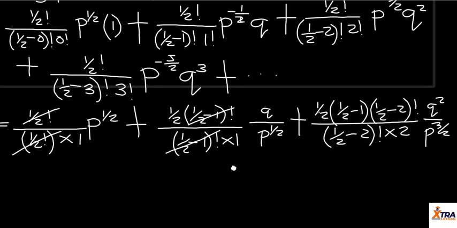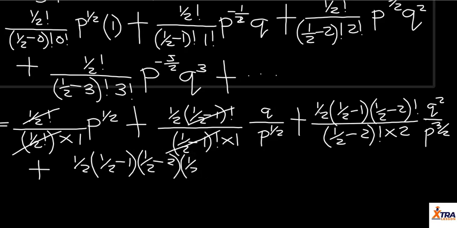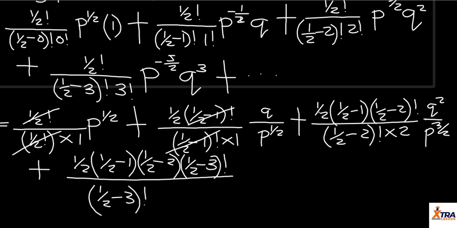So this is what we have here. So now we can simplify further, plus the first term. So these are the first three terms. For the last term, in this case, we have 1 over 2 into brackets 1 over 2 minus 1. We'll be stopping at 1 over 2 minus 3, so as to cancel out with 1 over 2 minus 3 factorial, times 3 factorial here giving us 6.